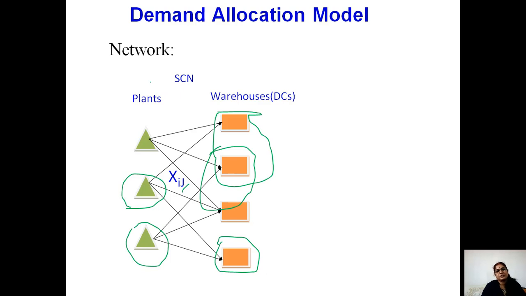This is the network. If asked to draw the network, simply don't draw without any labeling. When the network is asked to draw, you have to mention which are the plants, which are the warehouses, and what is the meaning of these arrows and all those things.